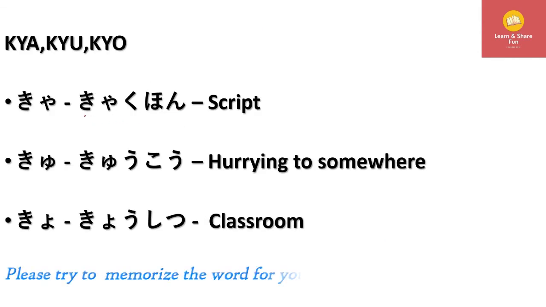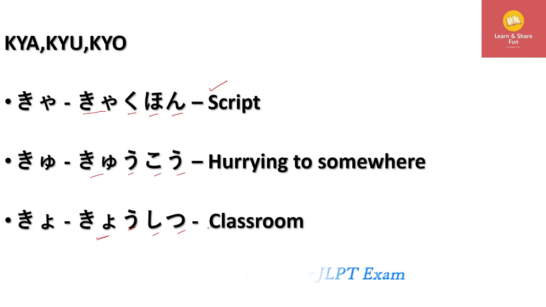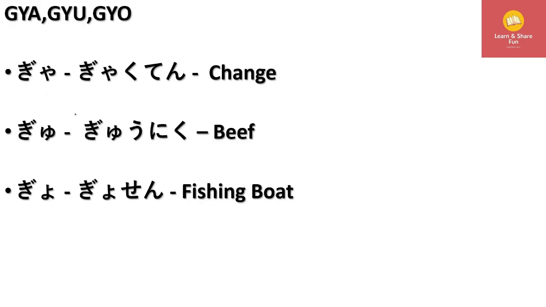A word with kya is kya, ku, ho, kyakuhon. Kyakuhon means script. Next, kyu. A word with kyu is kyu, u, ko, u. Kyuko. Kyuko means hurrying to somewhere. Next, kyo. A word with kyo is kyo, u, shi, tsu. Kyoshitsu. Kyoshitsu means classroom.